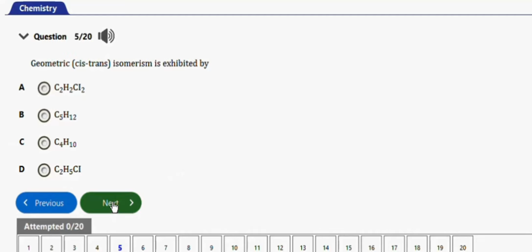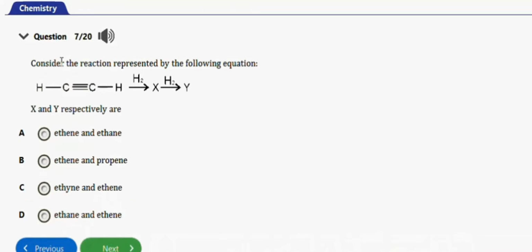The next question says, alkenes undergo the following reactions except substitution reaction. Okay, so alkenes don't undergo substitution reaction, they undergo addition reaction, hydration, polymerization. So they undergo the following reactions except substitution, option B. The next question says, consider the reaction represented by the following equation. X and Y respectively are. So the answer will be ethene and ethane, option A. That's it for this question.